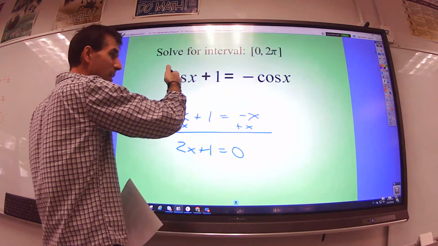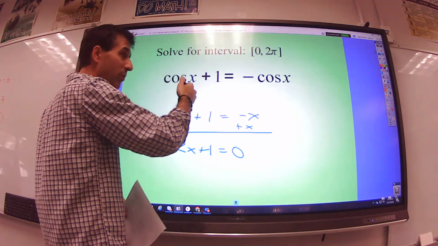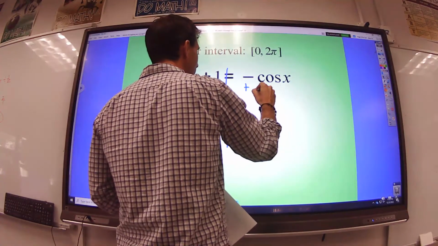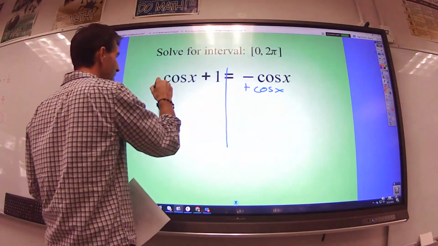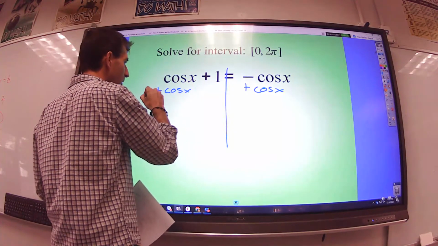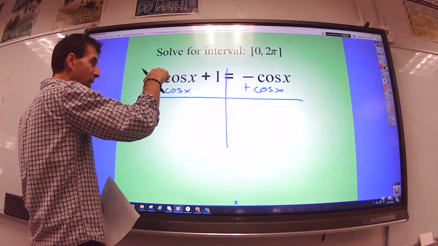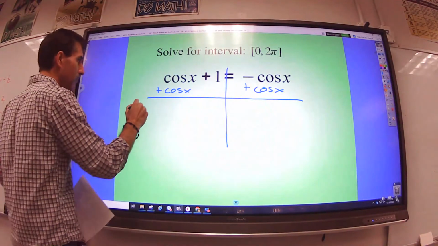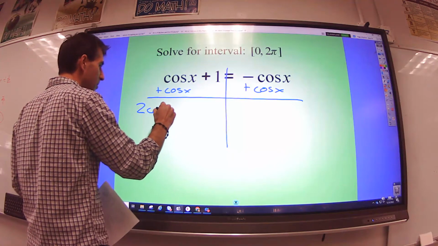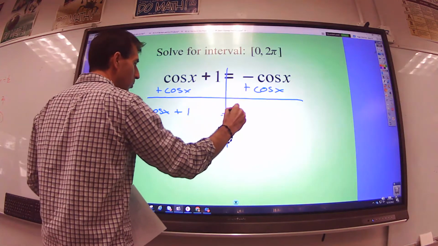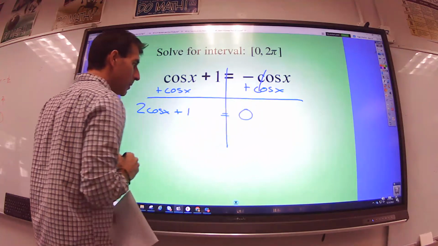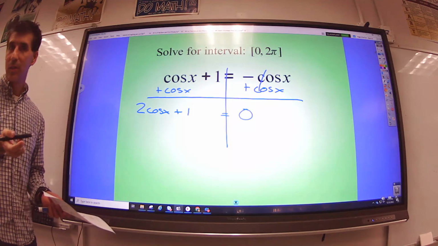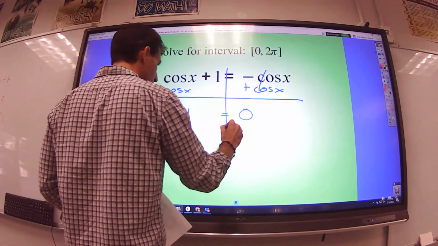But you see how I did that? I could do the same thing with negative cosine of x and add cosine of x over there. So I'm going to add cosine of x over here, and then I'm going to add cosine of x over here. And now I have one cosine of x and another cosine of x. How many cosine of x's do I got? 2 cosine of x plus 1 equals 0. Make sure you put that 0 there, and then we can solve it the same way we solve for sine of x. Subtract 1.